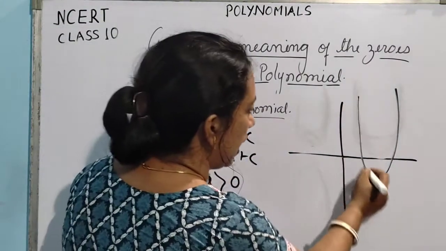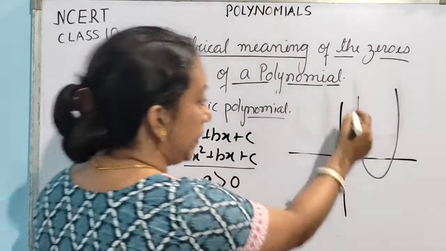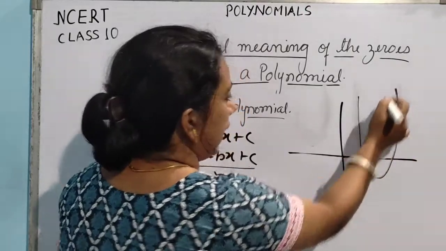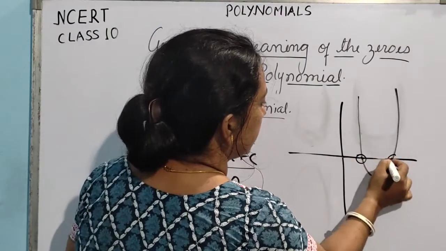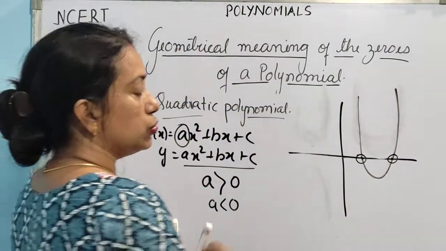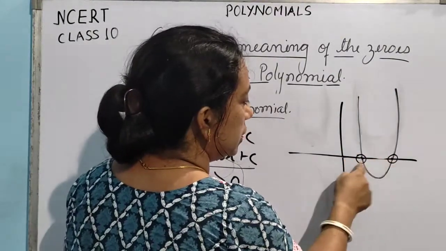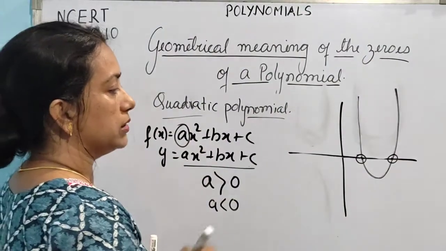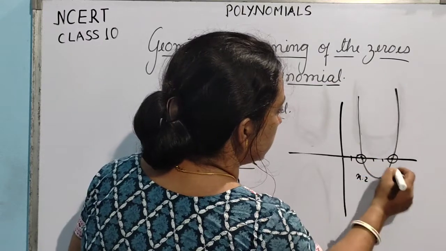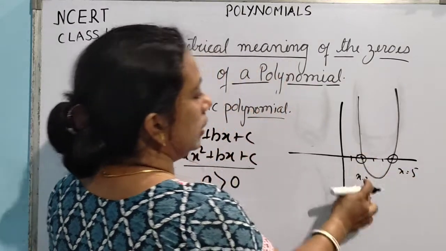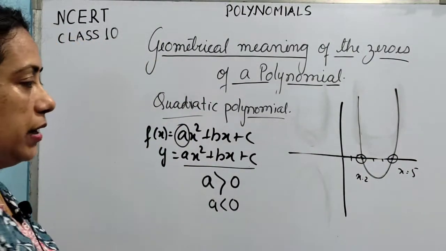The graph of this particular polynomial, that is the parabola, wherever the parabola will be intersecting the x-axis. See here, it is intersecting the x-axis at 2 different points. So the x coordinates of these 2 points will be the zeros of the polynomial. Suppose this is x equal to 2 and this is x equal to 5. It means that 2 and 5 will be the zeros of this quadratic polynomial.